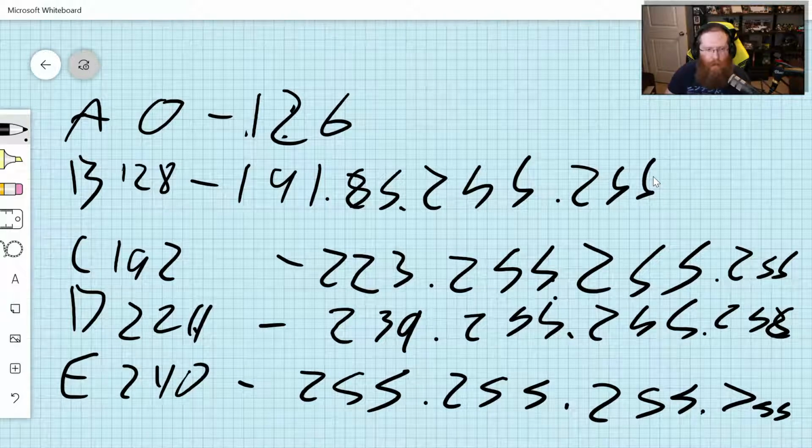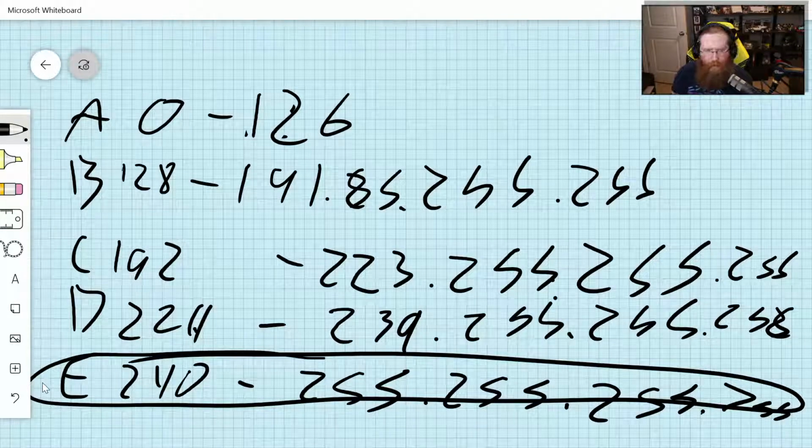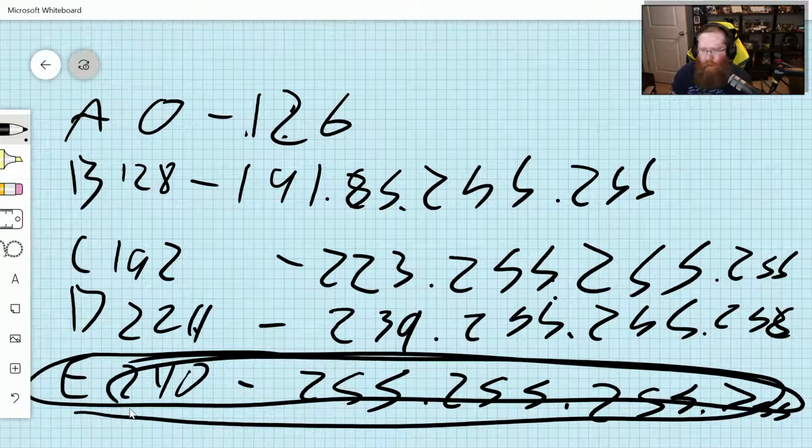Class A, B, C, D, and E. Okay. First off, you are not ever going to use Class E. This is what we call reserved IP addresses. No octet 1 of an IP address is going to start with a 240. Not going to happen. All right.